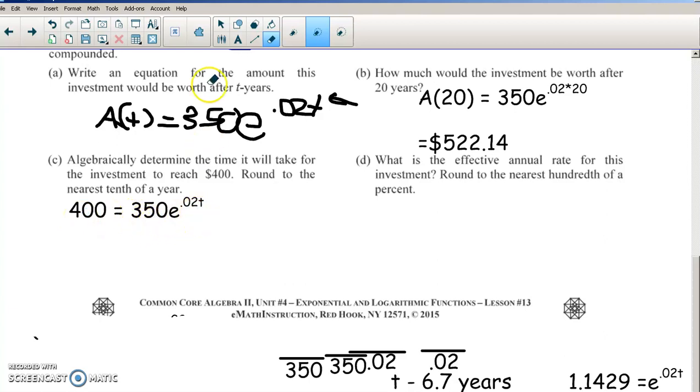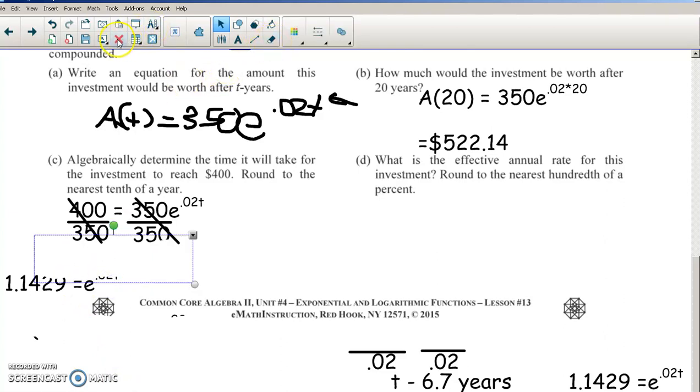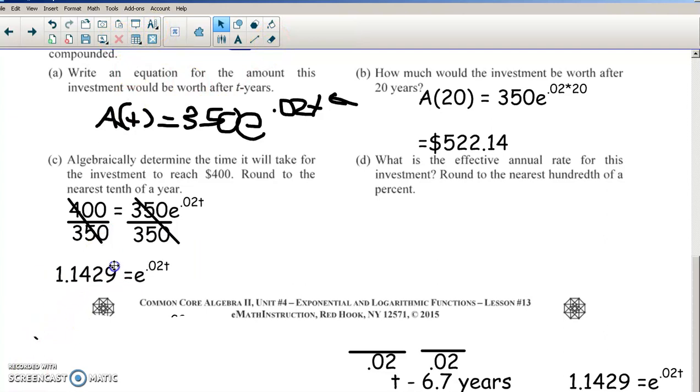So again, just like before, when you're solving an equation, it is the reverse of the order of operations. The variable's in the exponent, and the exponent is more important than multiplication. So we're going to divide this 350 out on both sides. When we divide both sides by 350, this goes away, and this goes away, and then we are left with 1.1429 equals e to the 0.02 times the time.